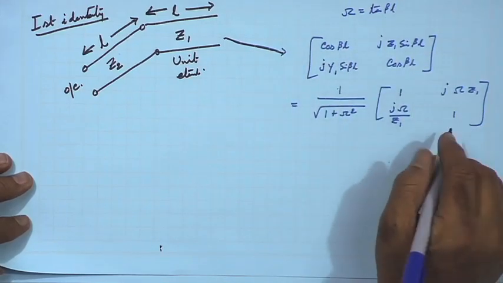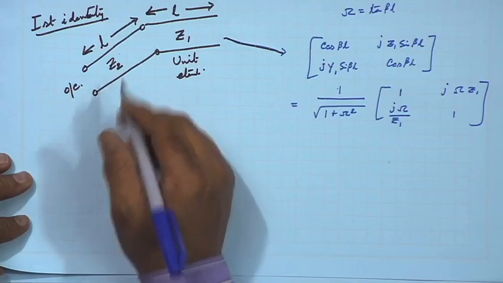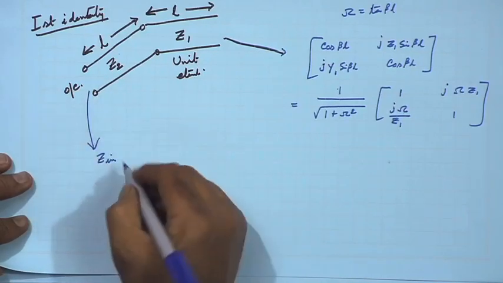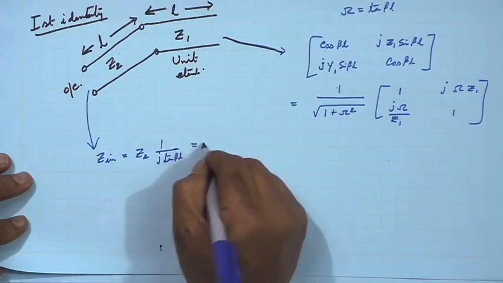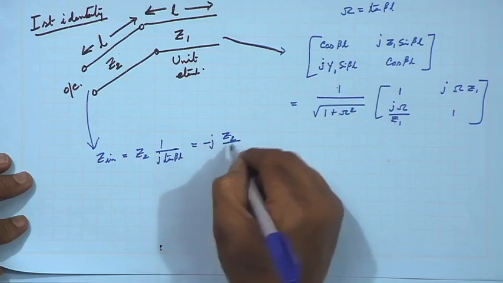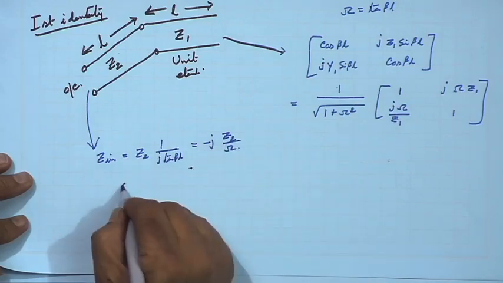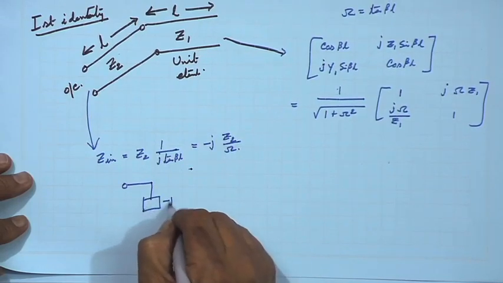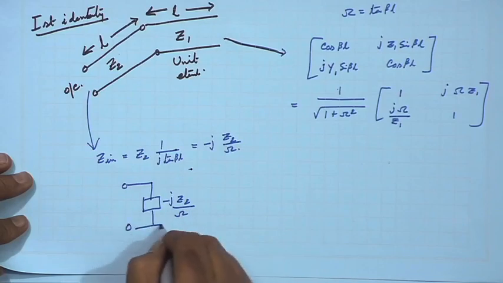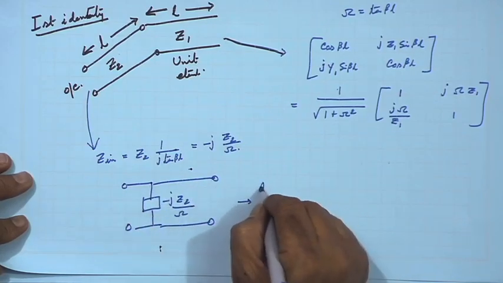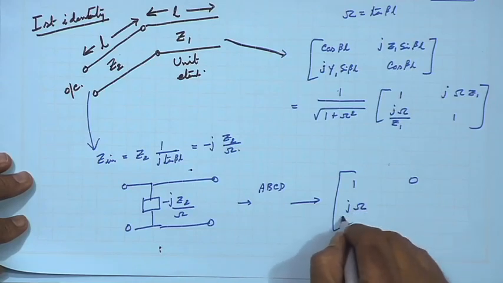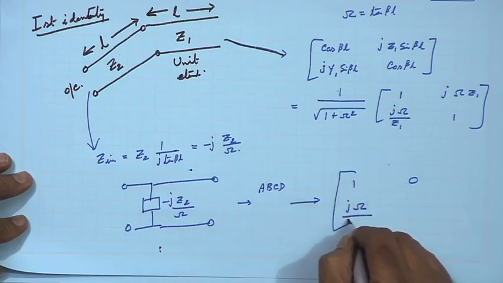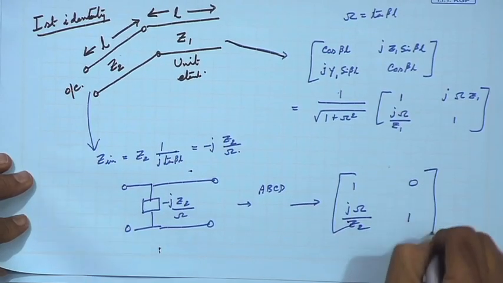With this I can write this, and also for this open circuited stub, the input impedance I can write as Z2 times 1 by j tan beta L, and in terms of omega that is minus j Z2 by omega. So, what is its ABCD parameter? ABCD will be simply 1, 0, then C will be j omega by Z2, and this is 1. This you can check, we have already seen it earlier.